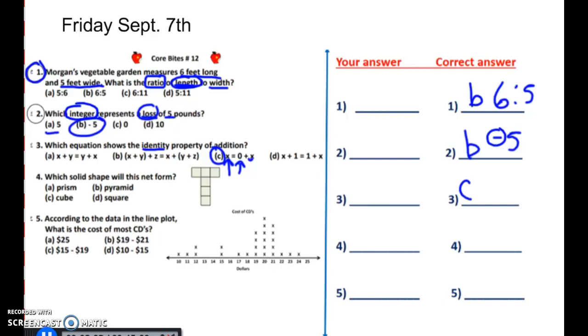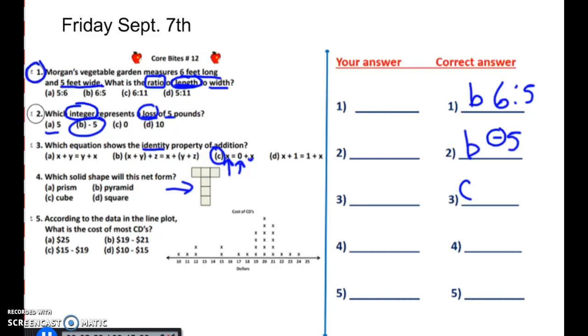Number 4 is asking you which of the following shapes, solid shapes, would be formed if we took this net and folded it up. Imagine that we took this and folded it and made one of these solid shapes. Which one would it make? Pause your video and answer number 4.